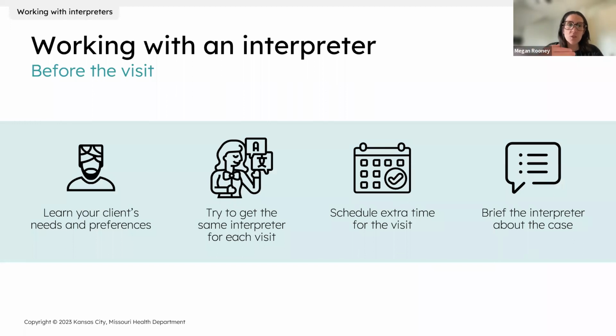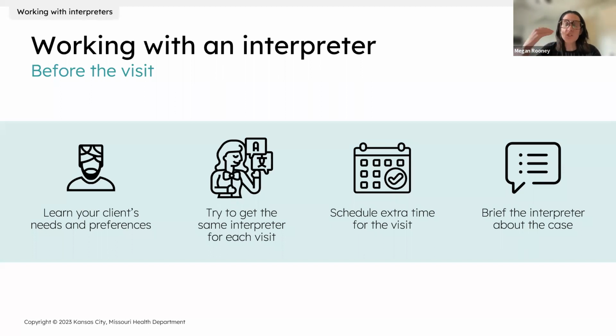So before the visit, you want to learn as much as you can about your client or your patient. What are their needs, preferences, their culture, their religion? What are some common practices? It's helpful if you can work with the same interpreter if you're going to see someone multiple times. It's not always an option, but it's ideal. Scheduling extra time, because there has to be time for your client to speak, the interpreter to speak to you, and then for you to clarify things and make sure you're understanding correctly. So each conversation takes sometimes double the time it would with someone who speaks your same language.